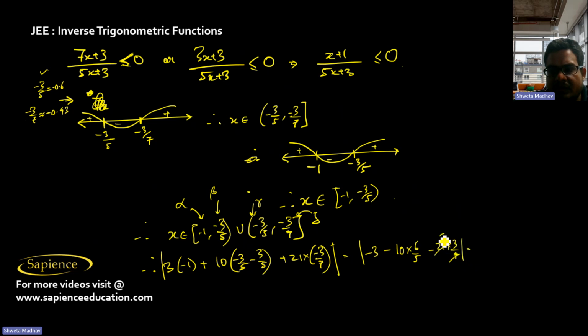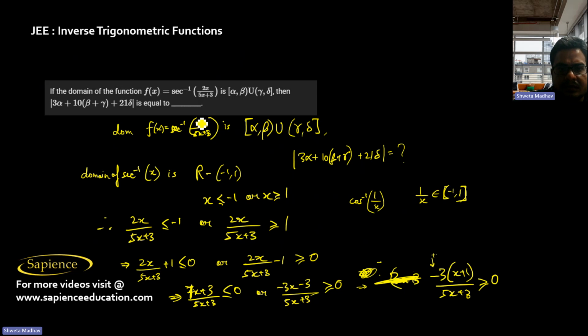Okay, so 7 3s are 21, 5 2s are 10. So this is mod of minus 3 minus 12 minus 9. So this is minus 12 minus 12. So this is equal to 24. So it means that 24 is the answer. 24.